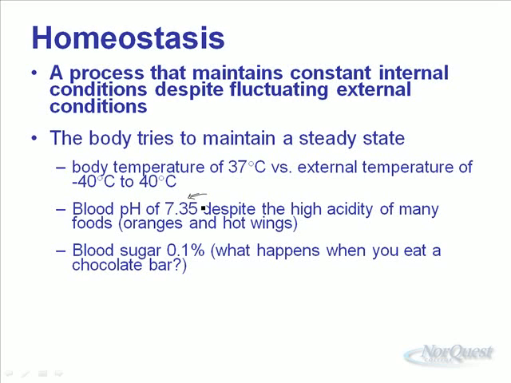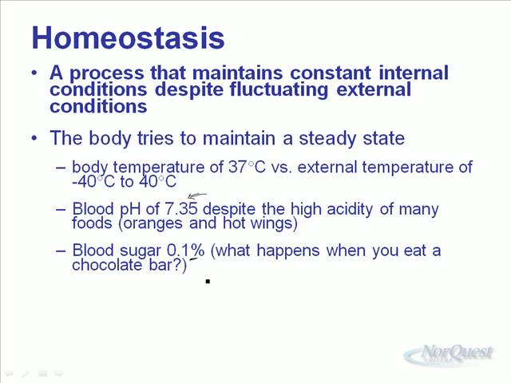So, blood pH of about 7.35, despite the fact that we can eat many really acidic foods, by the time those acidic foods get into our circulatory system, the pH is already back to 7.35. Our body maintains a blood sugar level of about 0.1%. When you eat a chocolate bar or something like that, blood sugar levels rise quite quickly.